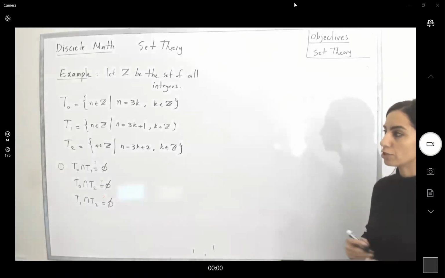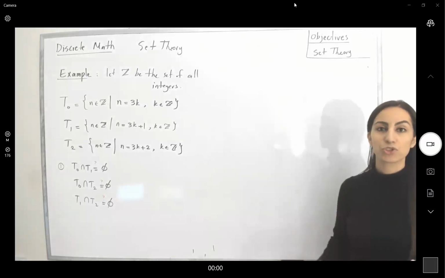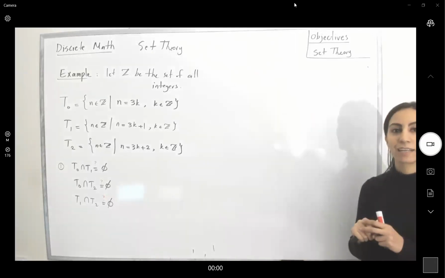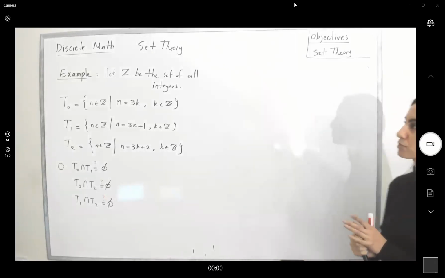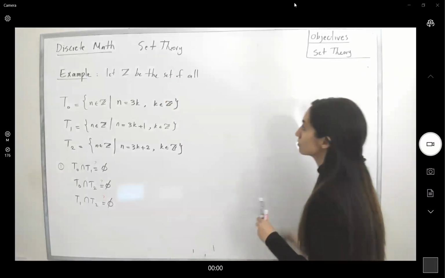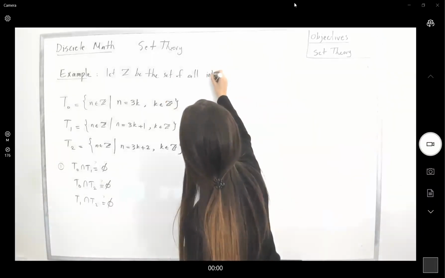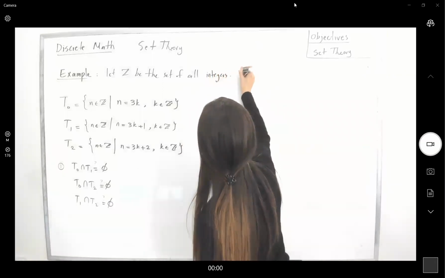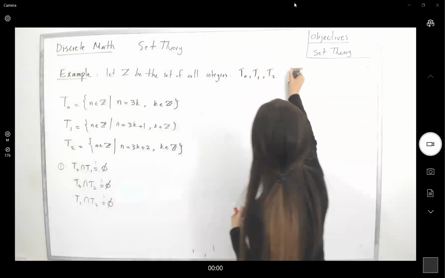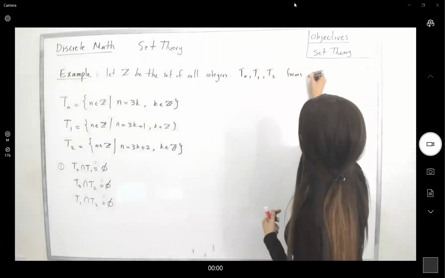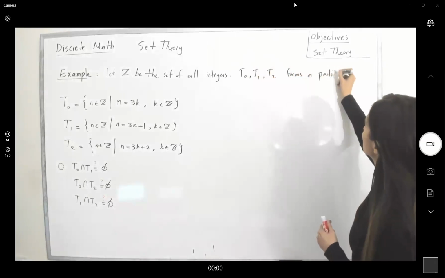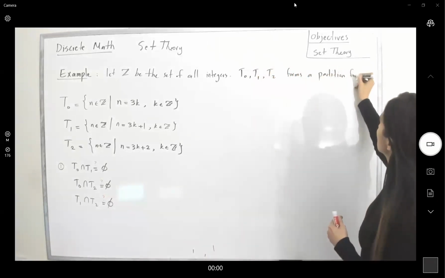Perfect. This is our first condition. The second condition, we need to show that the union of these three sets is actually the same as Z itself. T sub 0, T sub 1, T sub 2 forms a partition for Z.